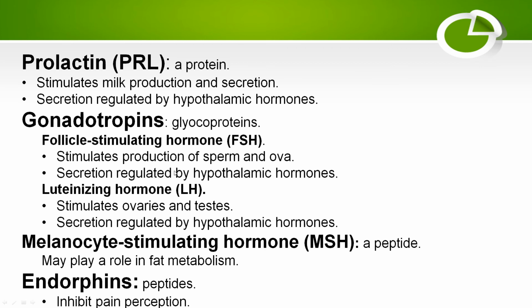FSH stimulates production of sperm, while luteinizing hormone LH stimulates ovaries and testes. Secretion is also regulated by hypothalamic hormone. Melanocyte stimulating hormone (MSH) is a peptide, and it may play a role in fat metabolism. Endorphins are also peptides and inhibit pain perception.